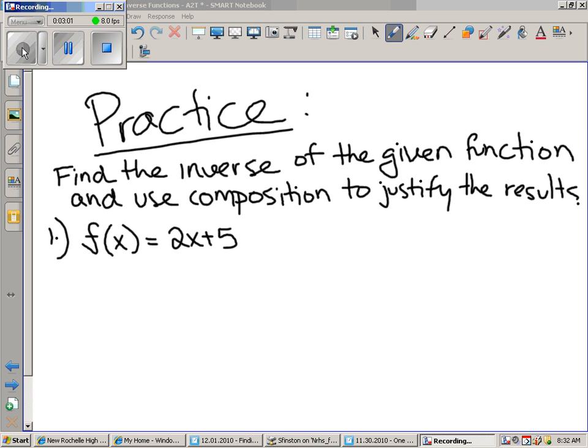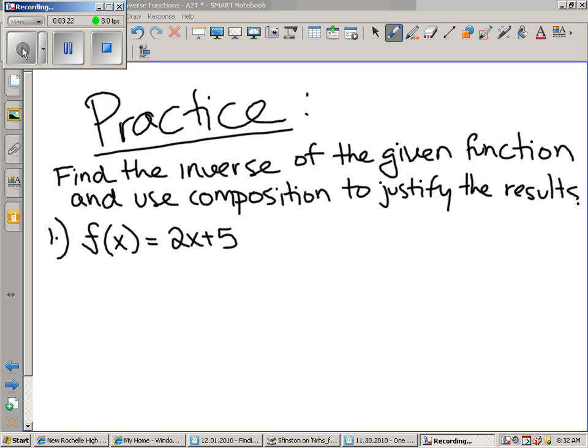Okay, so we're going to practice this new idea twice. Here's problem number 1. Practice. We're going to find the inverse first, part A, and then we're going to use compositions to justify the results. And that's what we did in the previous problems in B and C. Okay, so let's take a minute. Let's try and find the inverse. What's step 1 for trying to find the inverse?